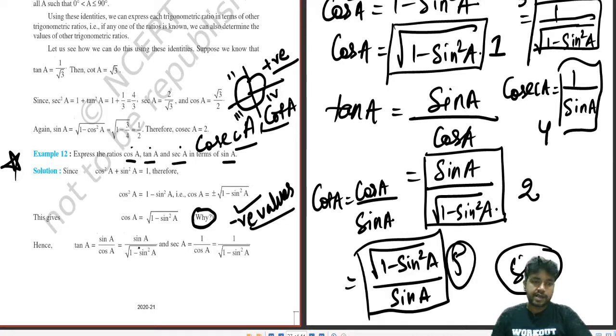Tan A equals sin A by cos A, we have done with this. Sec A equals 1 by cos A, we have done with this. After that we have done two more things. This is number 1, we have done it, and number 2, we have done it.